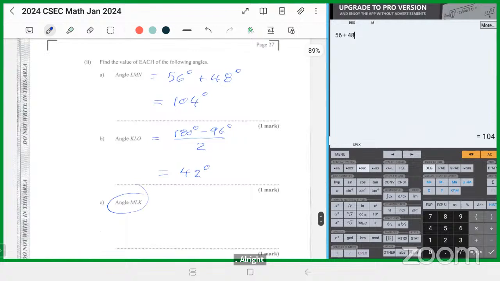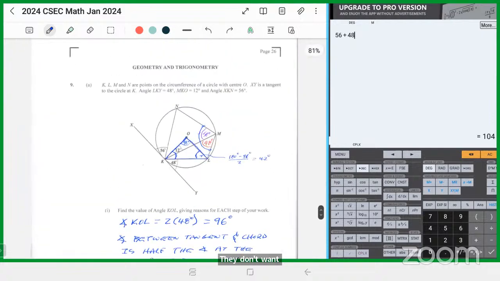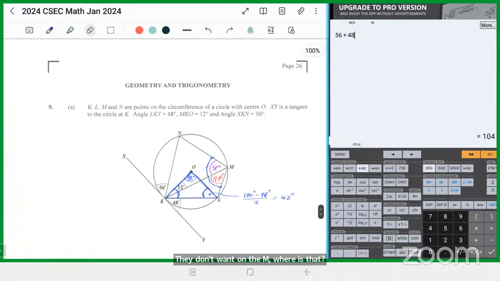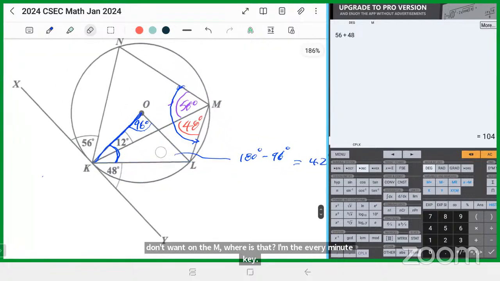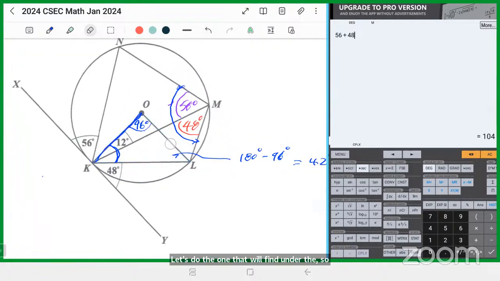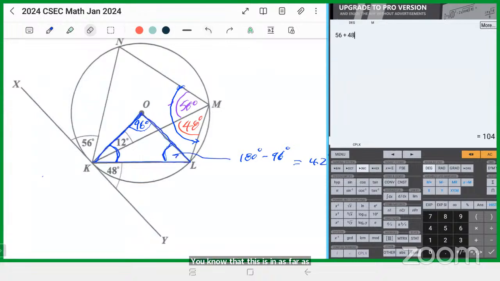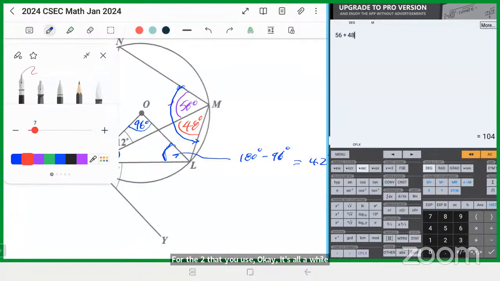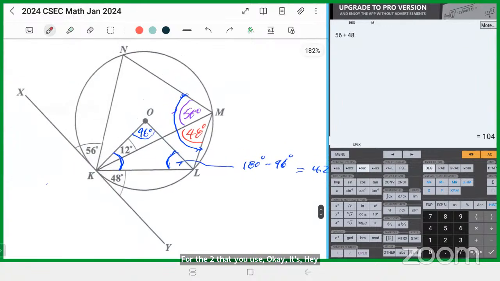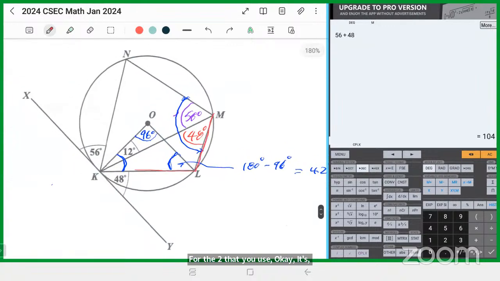Then I want angle MLK. Where is that? Let's see the one that we'll find on the diagram. We now know that this is 42 degrees. All right, that's 42 as well, right? Which angle did I ask for a while ago? MLK. That's this angle.